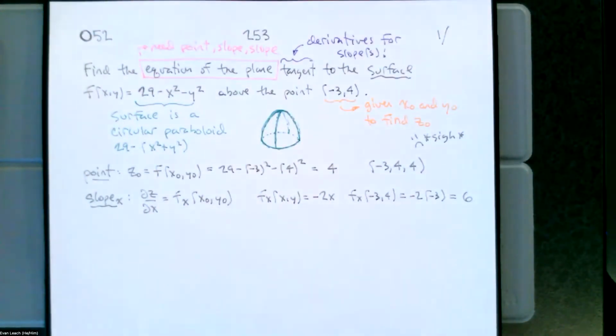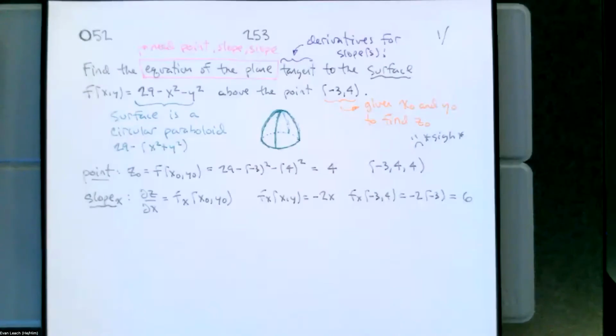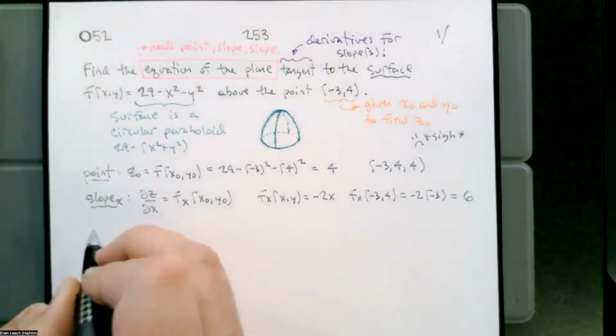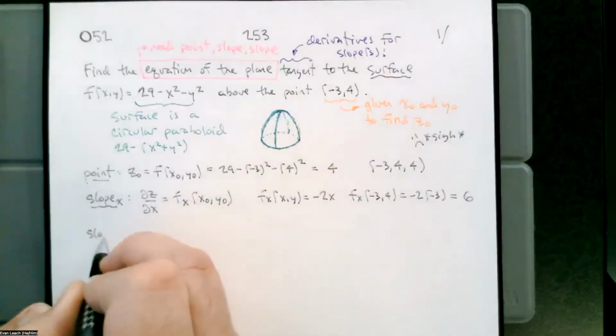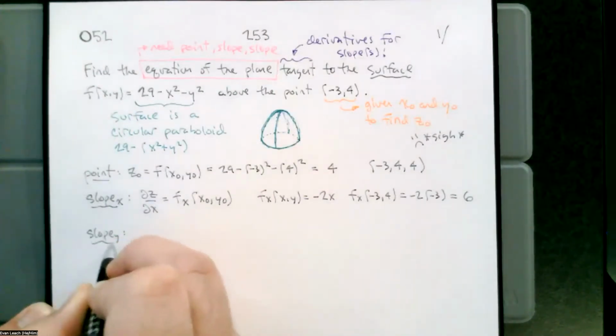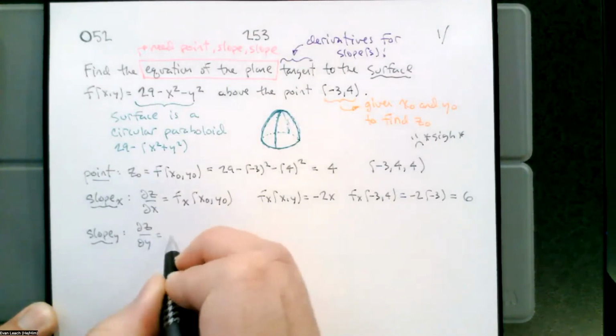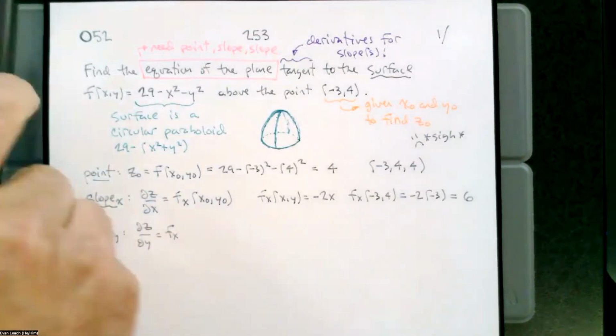We want the equation of a plane. A plane has a change in z with respect to y as well. And that's going to be fy. I spelled y wrong.